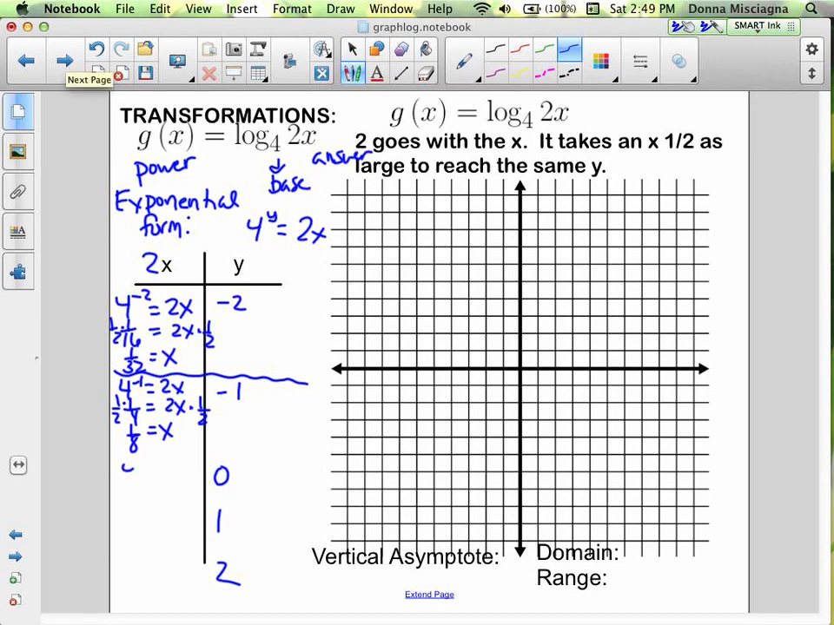All right, so then 4 to the 0 equals 2x. This is just 1 equals 2x, so x is 1/2.